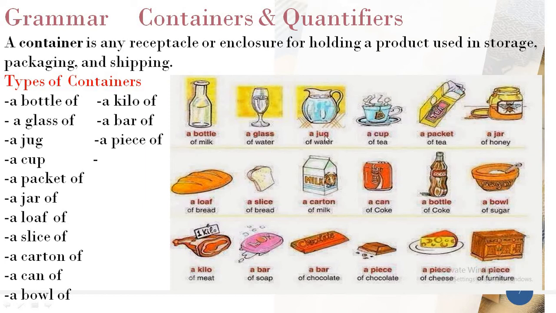A glass of water, a jar of water, a cup of tea, a packet of tea, a jar of honey, a loaf of bread, a slice of bread, a carton of milk, a can of Coke, and a bottle of Coke, which means Coca-Cola. This is a short form. A bowl of sugar, a kilo of meat, a bar of soap, a bar of chocolate, a piece of chocolate, a piece of cheese, and a piece of furniture.